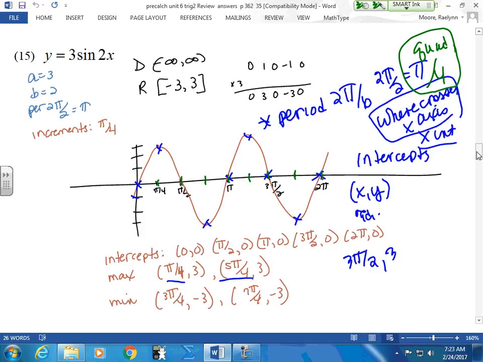So when you go to tell me where your max and mins are, just work your pattern. If they were all pi over 6, I would say 0 pi over 6, 1 pi over 6, 2 pi over 6, 3 pi over 6, 4 pi over 6. Just count your tick marks. Your tick marks are based off of this, where your quadrants fall.